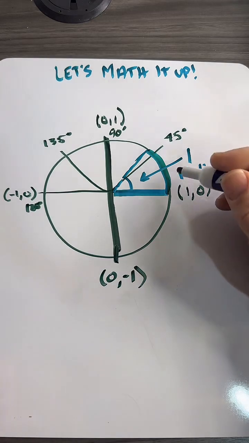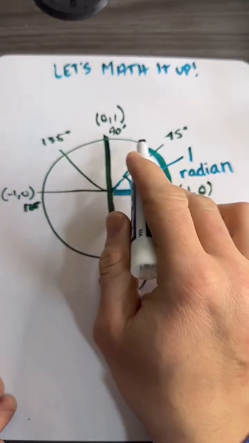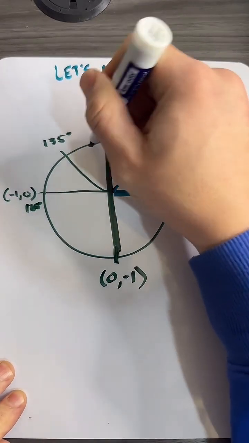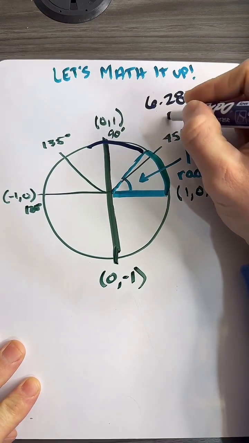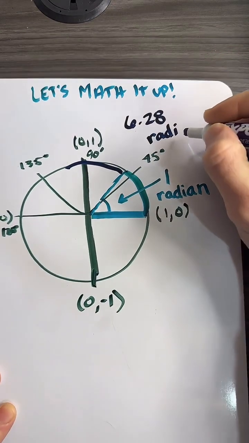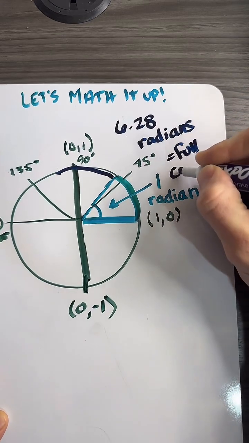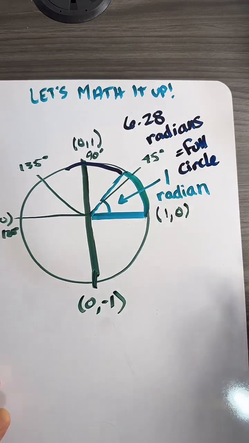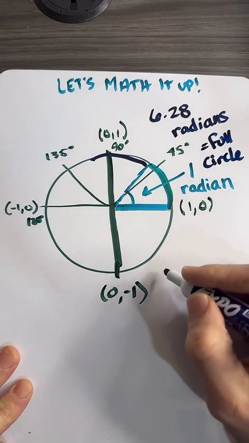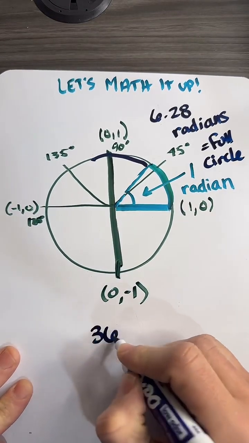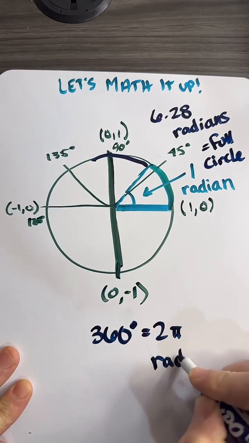So if that's 1 radian, if you were to lay all the radii across the circle like this, along the edge of the circle, you would end up with about 6.28 radians. That would equal a full circle. So, in essence, 1 circle around is going to be 2 pi radians. So, 360 degrees equals 2 pi radians.